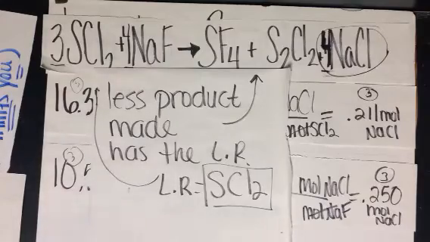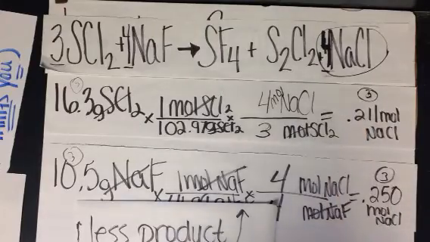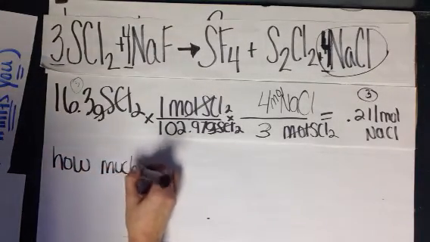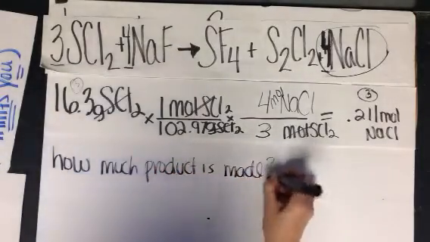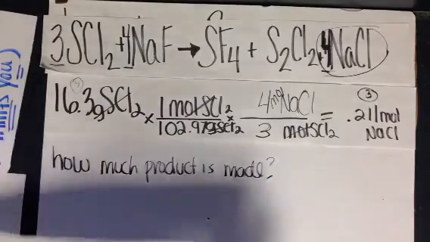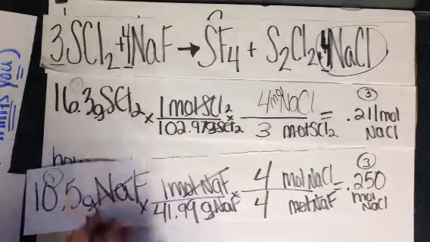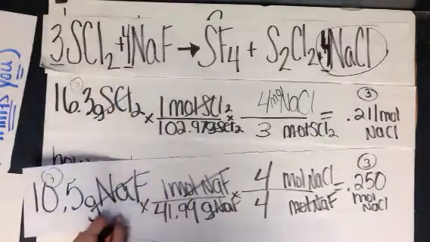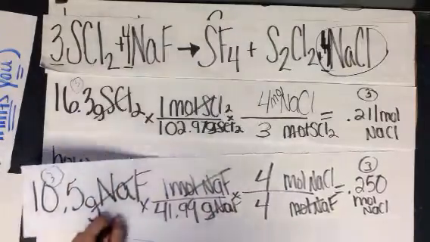Now if they said, how much product do you make? Then you would go on and convert that into grams. So let's go ahead and do that. How much product is made? Well, I can only make 0.211 moles. I can't make the 0.250. Why? Because these two react with each other, and one of them runs out first. The SCl2 runs out first because it makes less. So the rest of that NaF can't react with it.